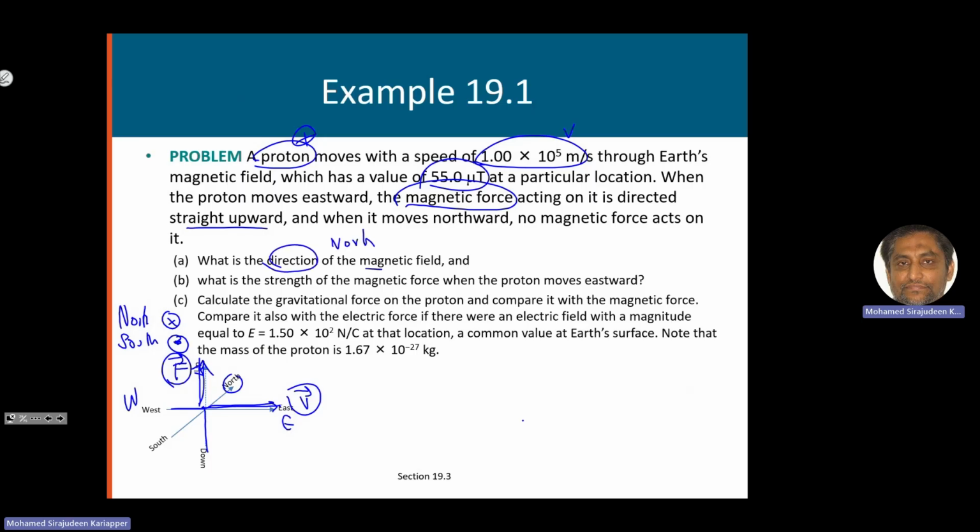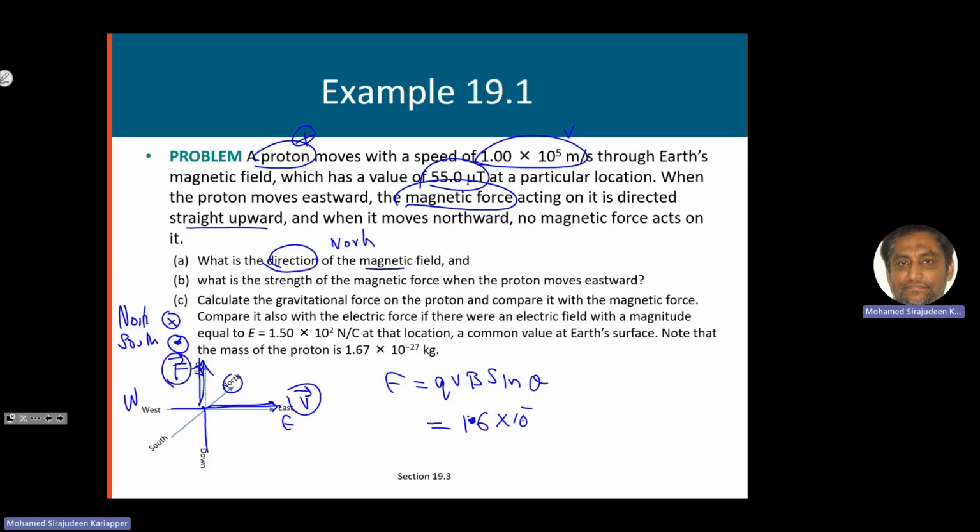What about the magnitude? Magnitude is simply the equation. That is easy, right? There is no confusion there. Only the direction is a bit troublesome. But for the magnitude, you just substitute into the equation. Q is given, proton. Well, it is not given, it is probably in the formula sheet. The electron's charge and the proton's charge is 1.6 times 10 to the power minus 19.